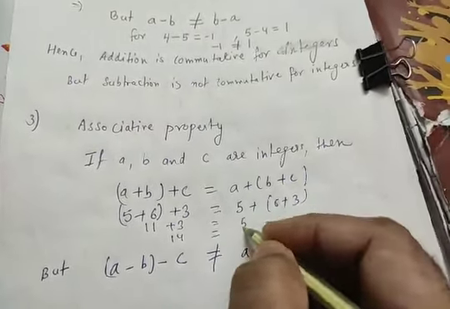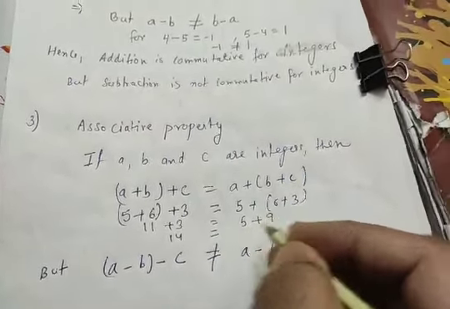And same here, 5 plus 9, which is also 14. Same. So I can write A plus B plus C, or I can write A plus B, B plus C. It is same. But A minus B minus C is not equal to A minus B minus C in the bracket. It is not same. Means the order of the bracket is very important. Means in the subtraction, it is not true.